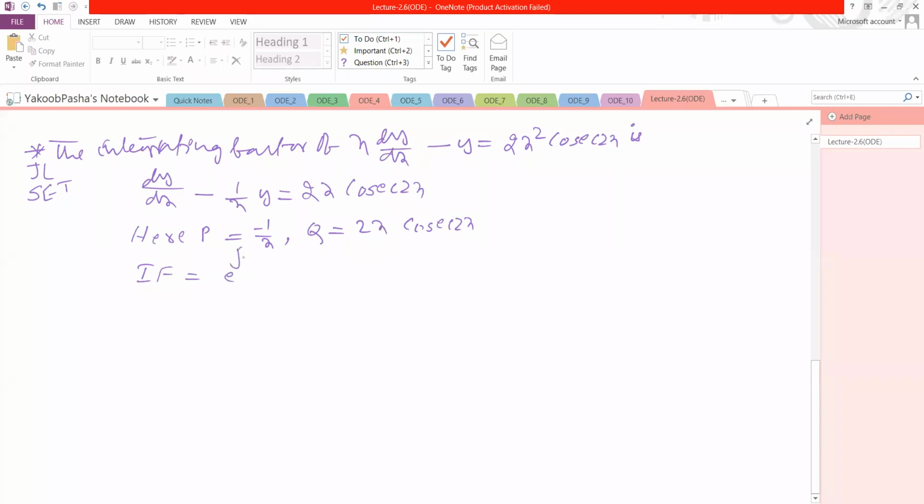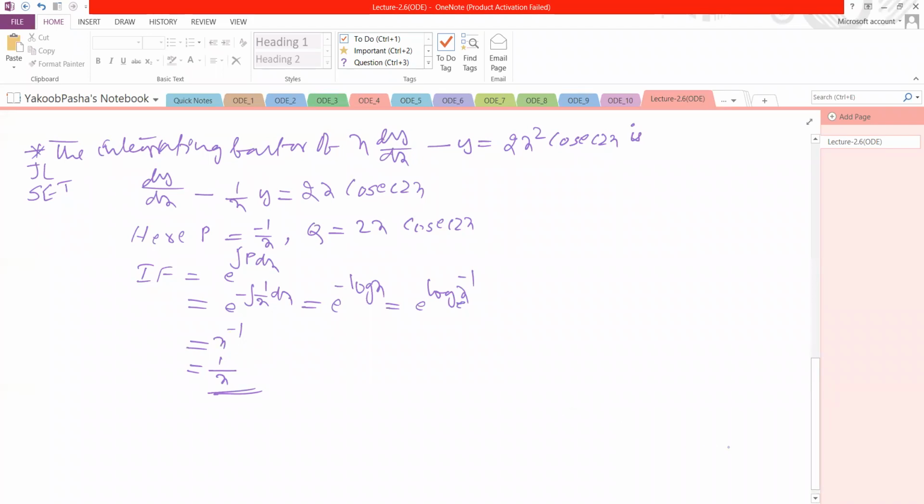This formula: e to the power of integral p dx is equal to e to the power of integral of minus 1 by x dx, that is equal to e to the power of minus log x, that is equal to e to the power of log x to the power minus 1. Now we know the formula e to the power of log x to the base e is equal to x. So e to the power of log x to the power minus 1 is x to the power minus 1, so this is equal to 1 by x. This is the integrating factor of the given differential equation.